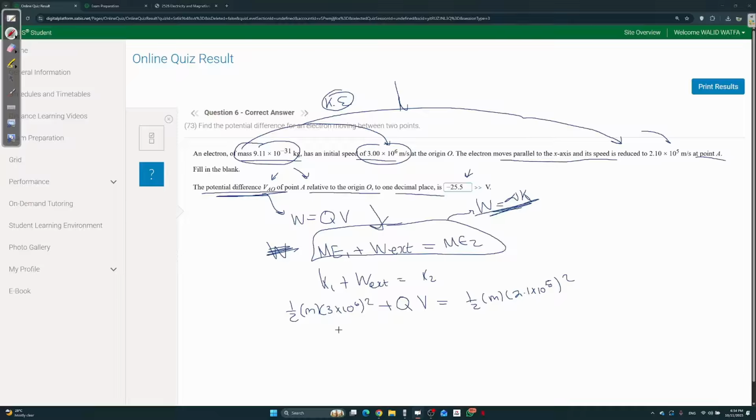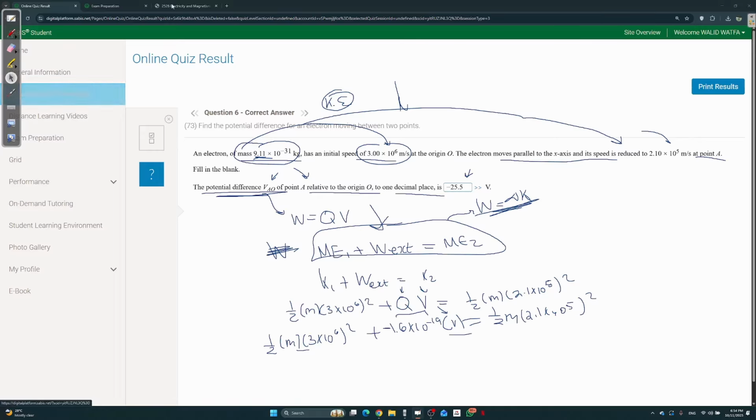Anyway, since it's an electron, you're supposed to have the charge of an electron memorized, so it's going to be half M times 3 times 10 to the power of 6 squared plus 1.6 times 10 to the power of negative 19. It should be negative because the charge of an electron is negative, times V. This is Q, this is V, equals half M times 2.1 times 10 to the power of 5 squared. Now just substitute the mass here and you can solve for V.